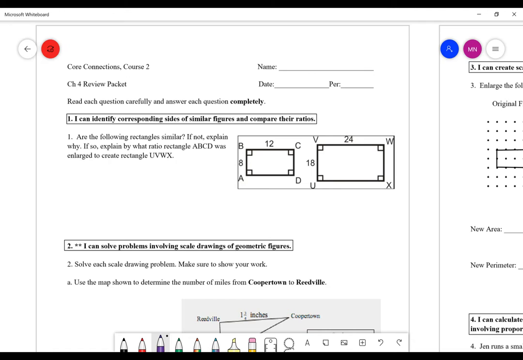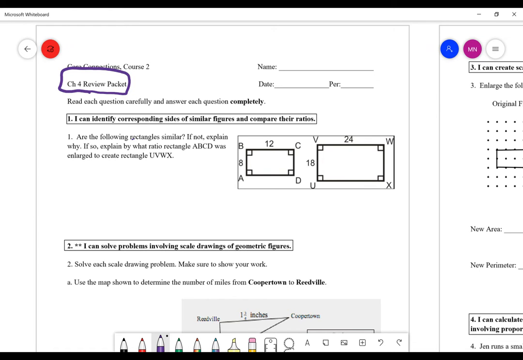So we should have a packet that looks like this, and it should have learning target 1. I can identify corresponding sides of similar figures and compare their ratios. All right, so hopefully this is the correct one, and your sheet looks like this. So we're going to complete this packet because it'll help us prepare for the Chapter 4 test that we're going to take later today. All right, so here we go.